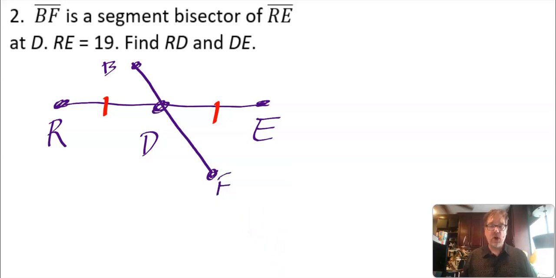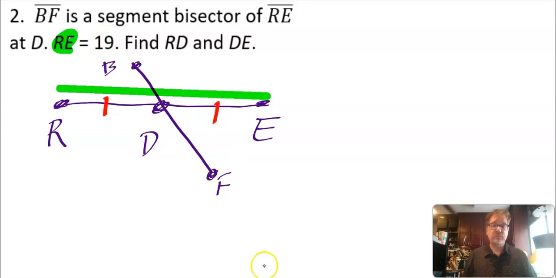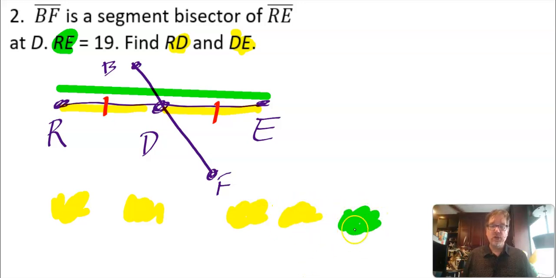So let's look at this. RE is 19. RE is this whole thing. Find RD, yellow. Find DE, yellow. So if the whole thing, we know yellow and yellow are always equal, and two yellows equal one green. So this is what we know: yellow equals yellow, yellow plus yellow equals green.